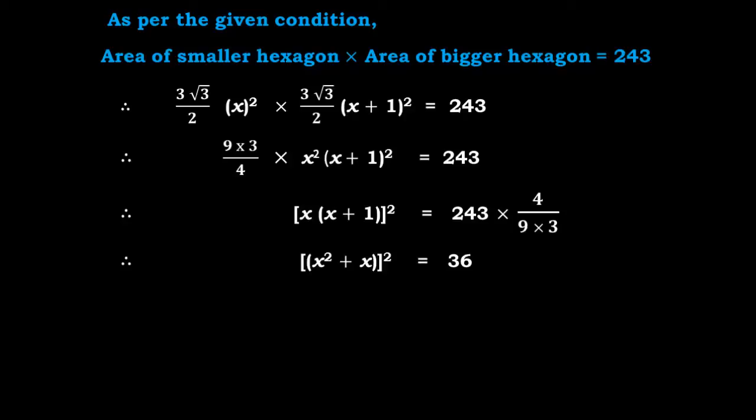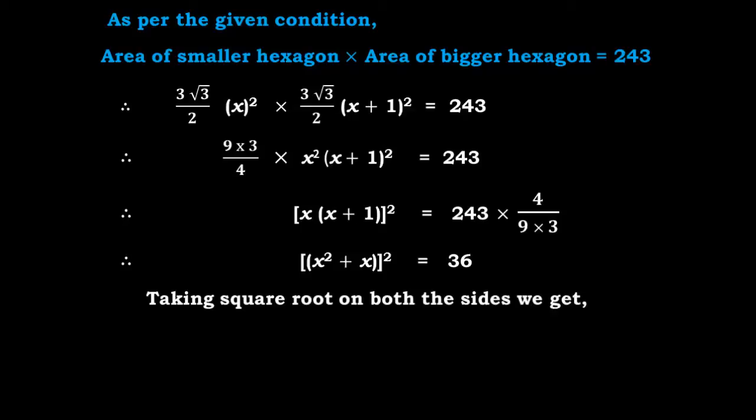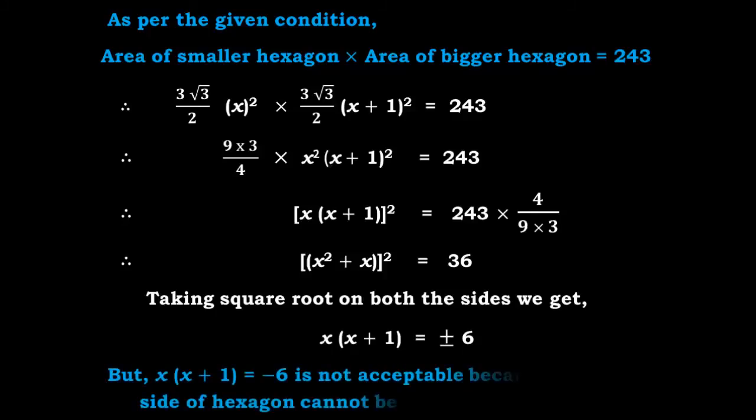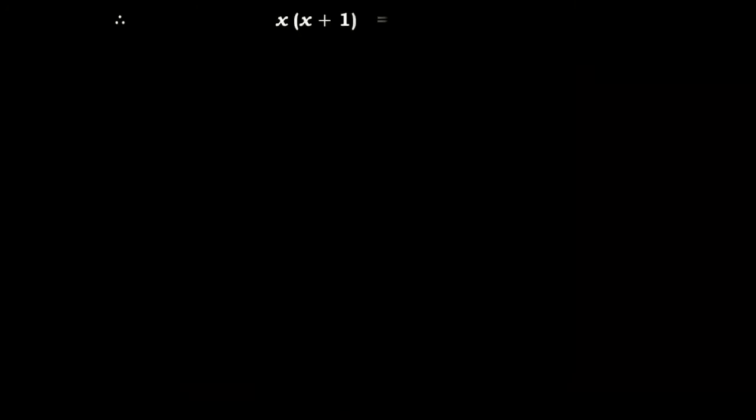So (x² + x)² is 36. Now we can take the square root of both sides, or x into (x + 1) we can write as equals to plus or minus 6. But x(x + 1) equals minus 6 is not acceptable because the product of the sides of the hexagon cannot be negative. That means we have to consider x(x + 1) equals 6.